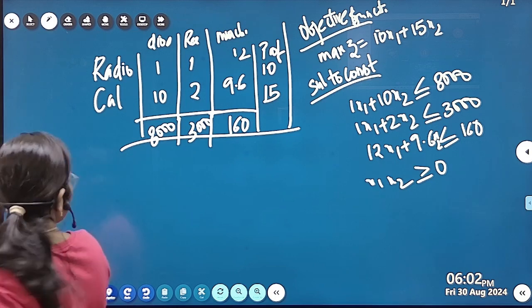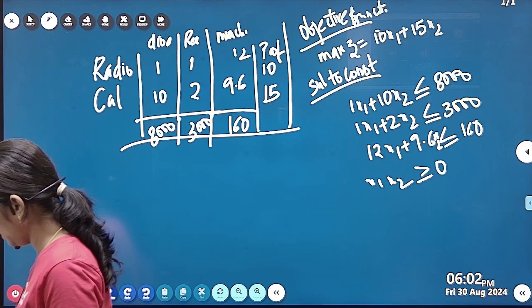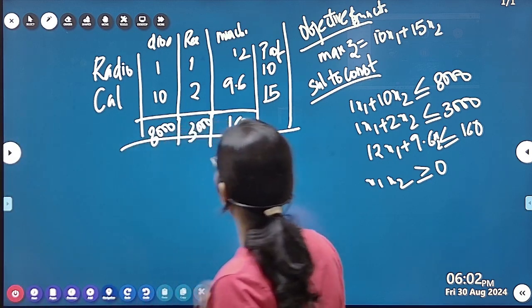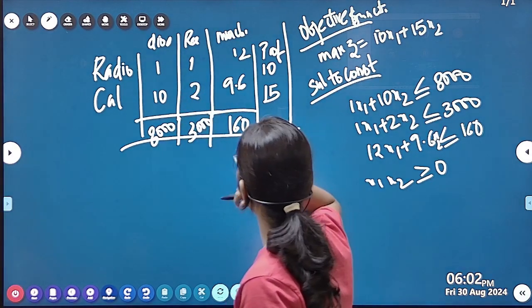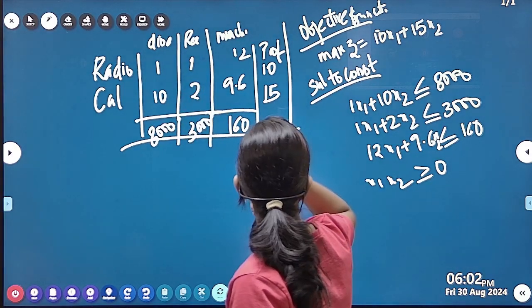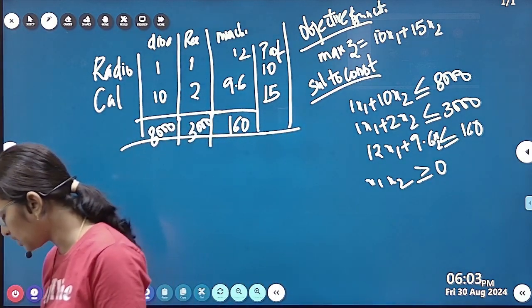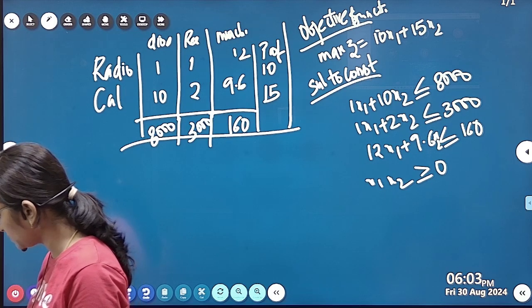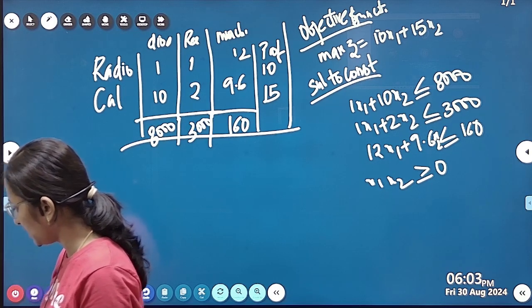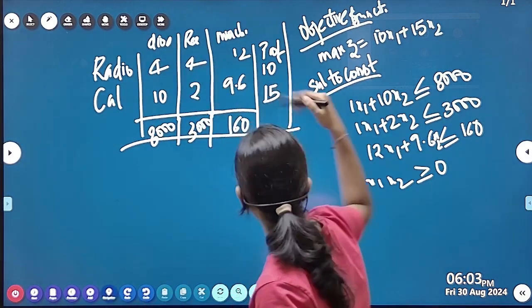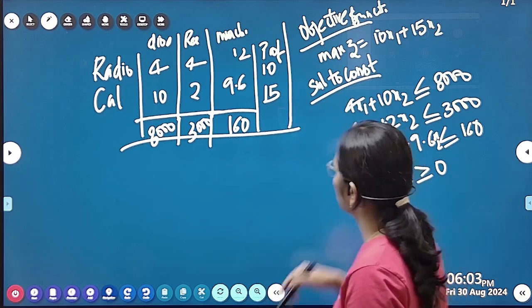How are they taking this 4? This unit they have taken as 4, right? Actually we took 1 unit, because in the question they have not mentioned it, so we took it as 1. But in the answer they have mentioned 4. Correct this right over there in the question.